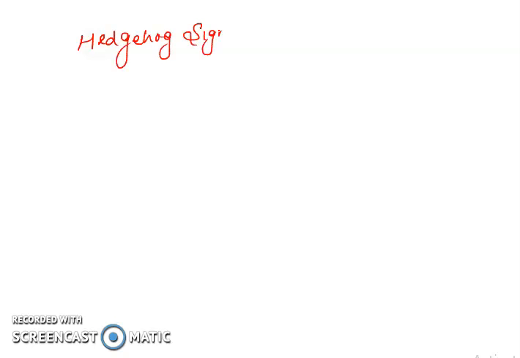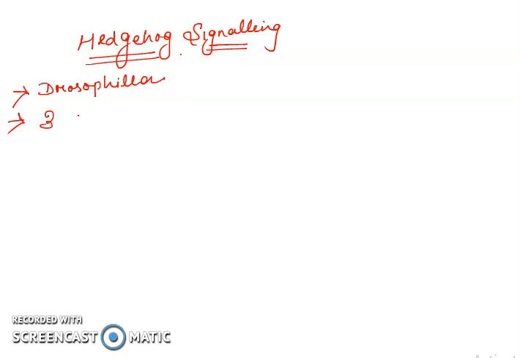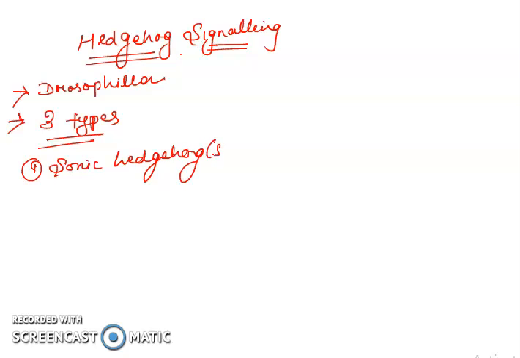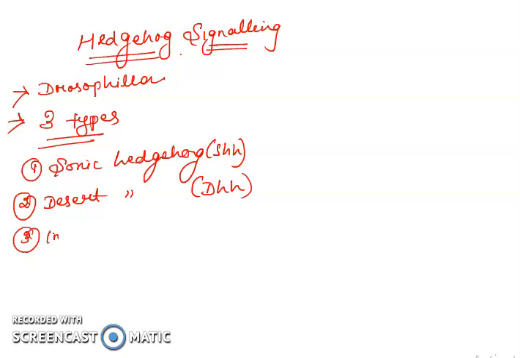Hedgehog signaling pathway, and this hedgehog was discovered in Drosophila. And we have various types of hedgehog. There are three types of hedgehog. The first one is sonic hedgehog, which we can write as SHH. The second one is desert hedgehog, which we write as DHH, and the third one is Indian hedgehog.